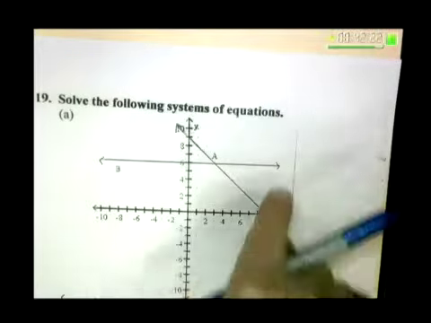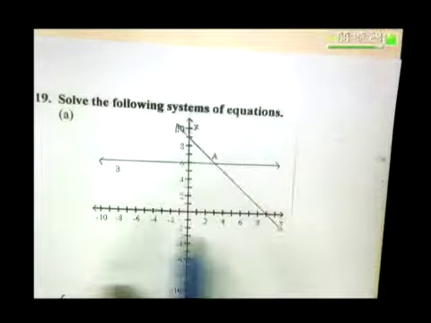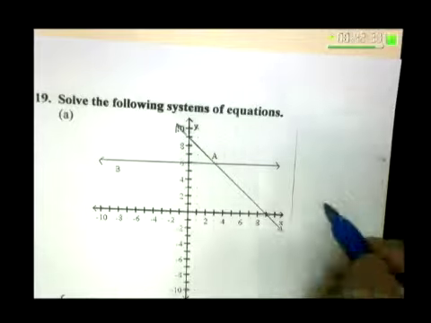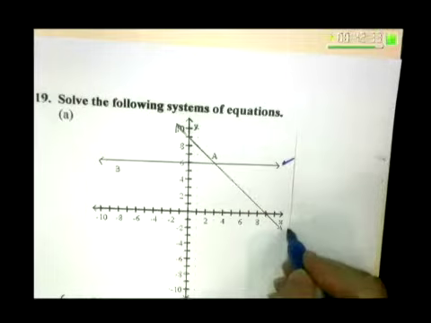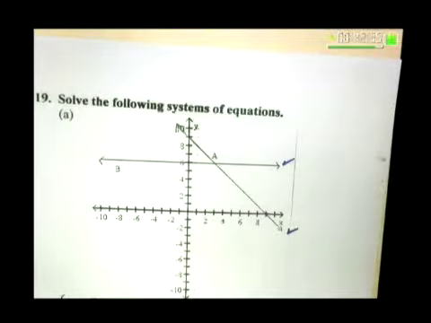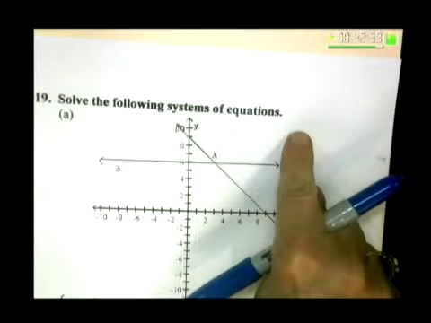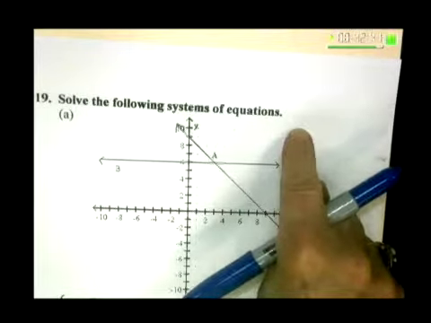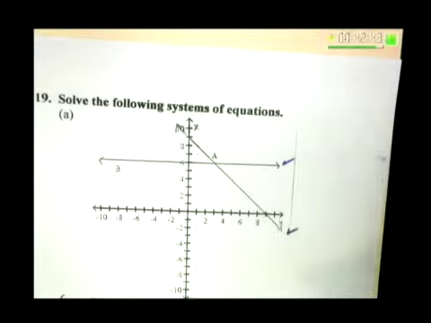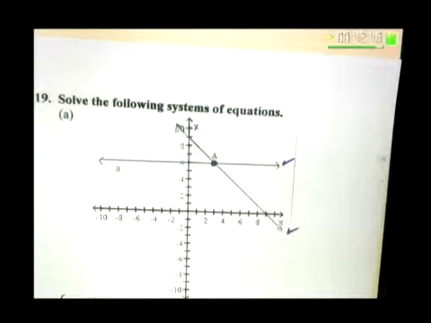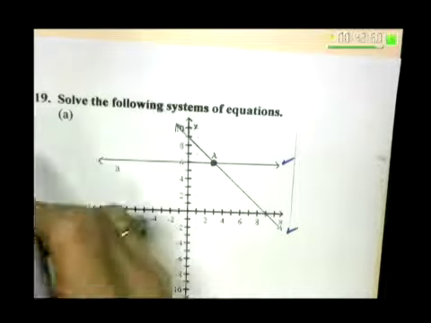So in the A part, I have a graph of two lines. This is one line and this is the second line. And where do the two lines meet? When it says solve the system of equations, it means is there a common solution to both equations? And in this case, it's right here where A is, point A.